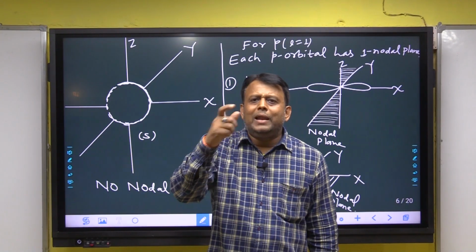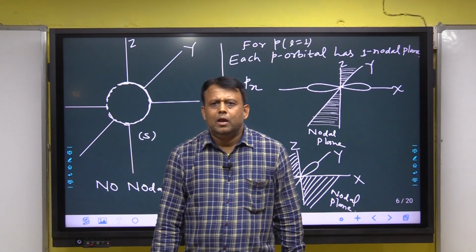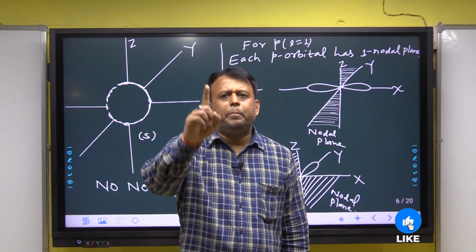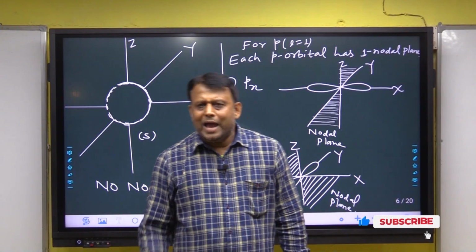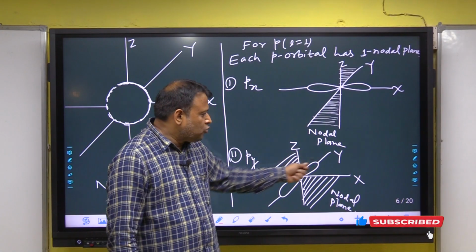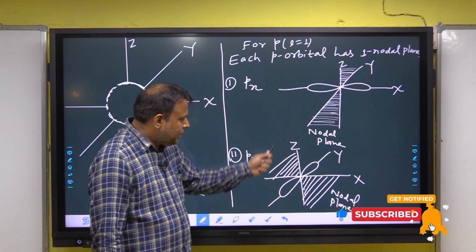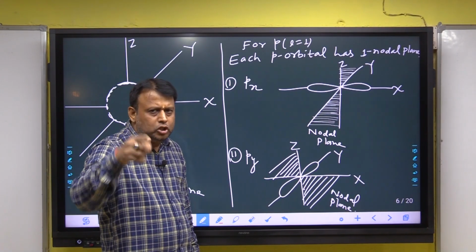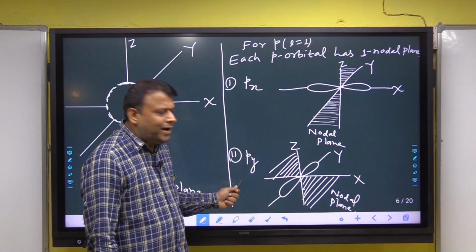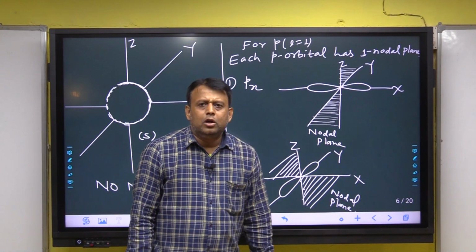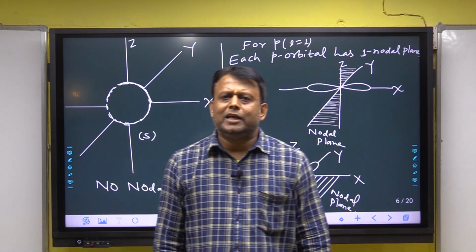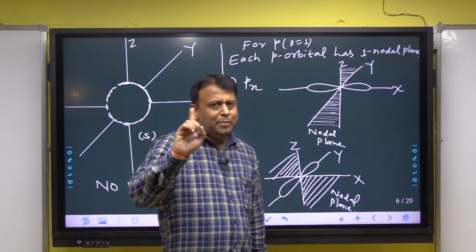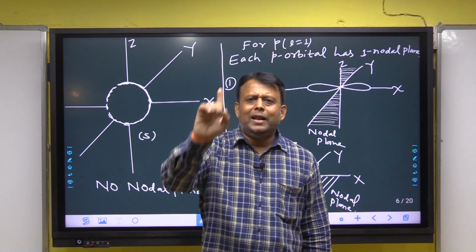When the dumbbell lies on the y-axis, then between z and x, the probability of finding an electron is 0. Hence for py orbital, zx plane is called the nodal plane. Zx plane is called the nodal plane for py orbital. Clear? I am repeating. Any p orbital has one nodal plane.